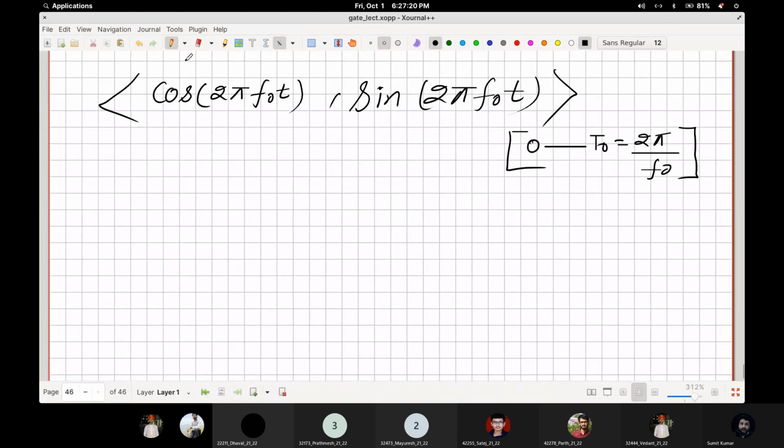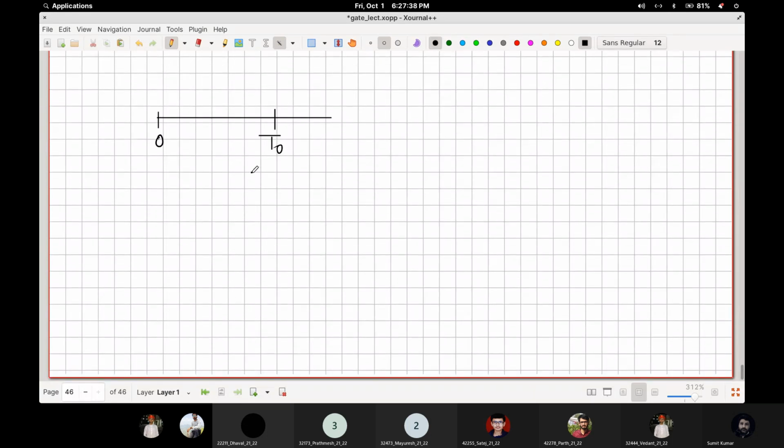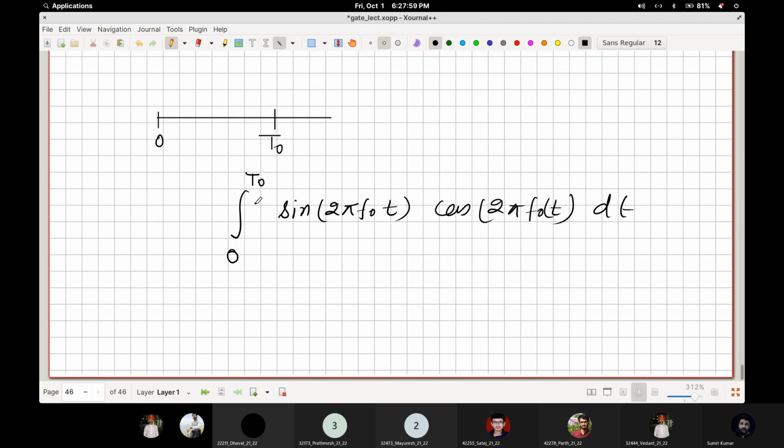Now tell me, with what period is this periodic? With t naught, right? And this is also periodic with t naught, right? And where are we integrating? From 0 to t naught, isn't it? So let me just do that, and it will be very simple. So we are doing this from 0 to t naught, sine 2 pi f naught t into cos 2 pi f naught t, sorry, dt. So I can multiply by 2 and divide by 2, isn't it? So how much is this going to be?